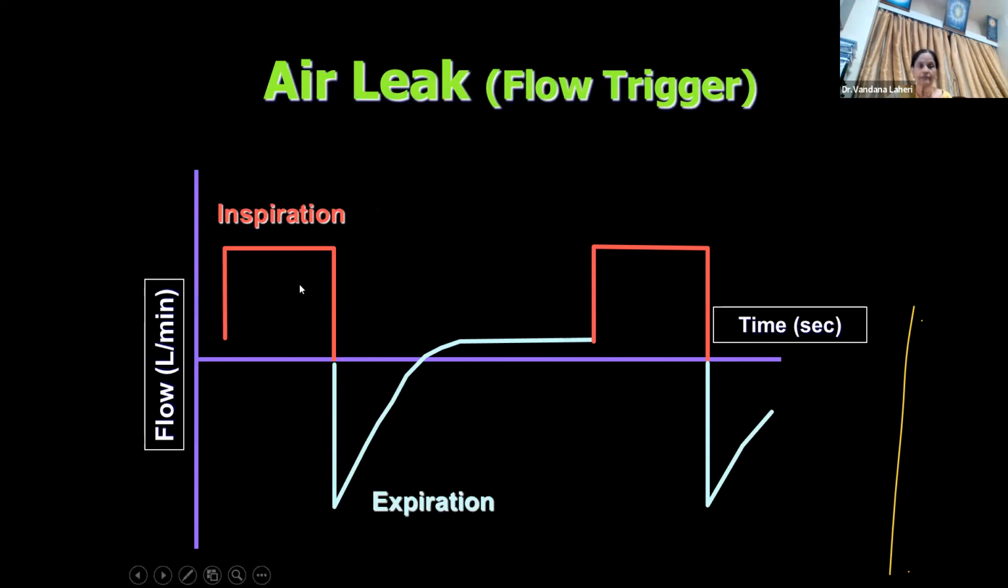Air leak. Can you see what happens? The flow doesn't begin from zero. The flow begins like that. Expiration is okay, but can you see the expiration supersedes here? It goes on the y-axis on the positive side. So this is air leak, because the flow that the ventilator has provided is getting leaked out from the expiratory valve. This is how the graphic of an air leak will look.